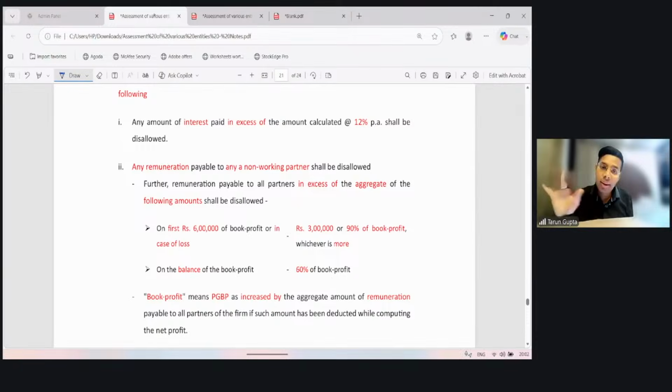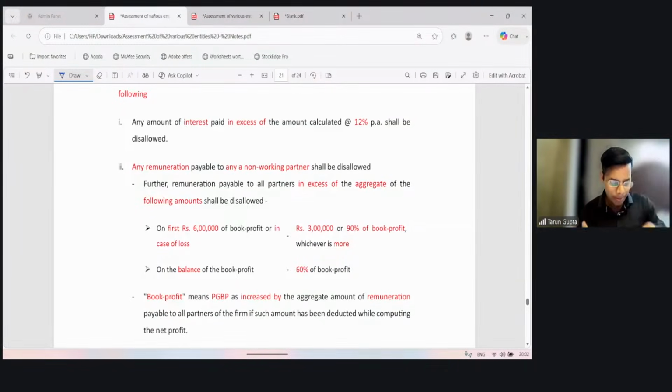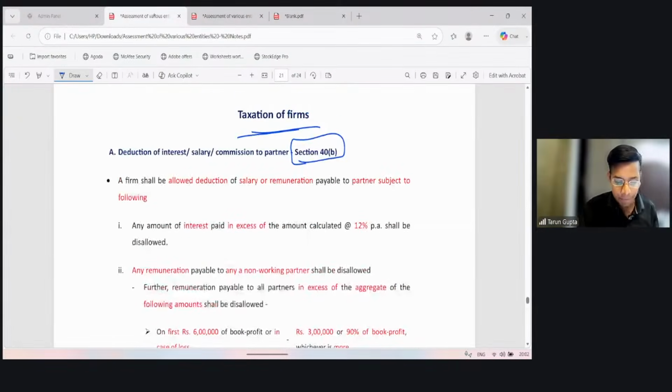is more than 6 lakh, so for the first 6 lakhs or in case of loss, the maximum deduction, the aggregate deduction in respect of remuneration payable to partners is 3 lakh or 90% of such book profit, whichever is more. And on the balance of book profit, it is 60%. Now, if you read, a firm, meaning a partnership firm, shall be allowed deduction of salary or remuneration payable to partners subject to the following.